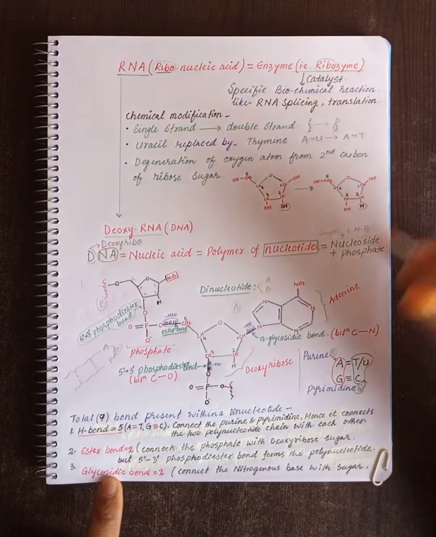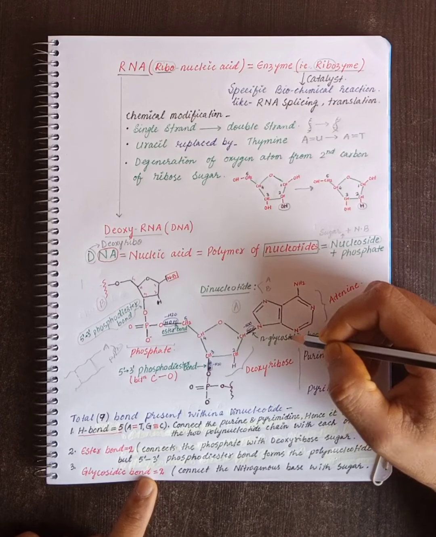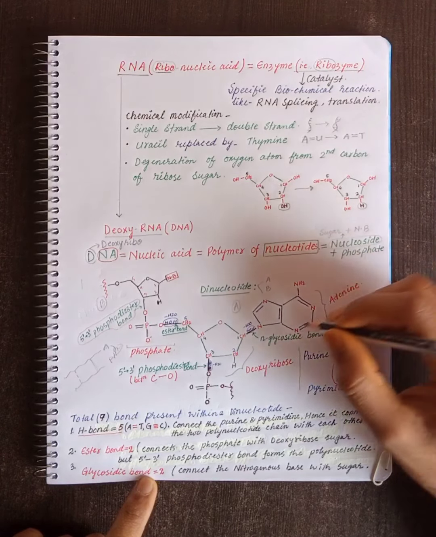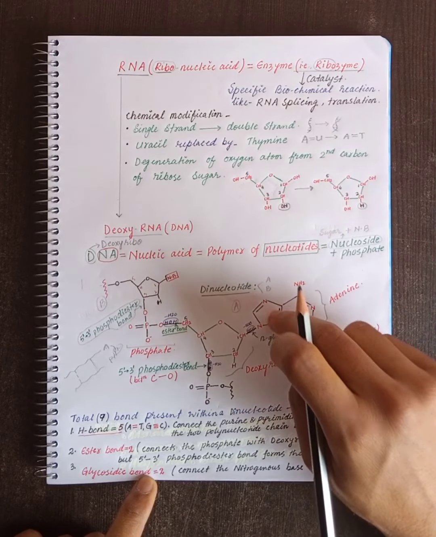And lastly, the glycosidic bond. Similarly, glycosidic bonds will also be 2, and this glycosidic bond is formed between deoxyribose sugar and adenine.